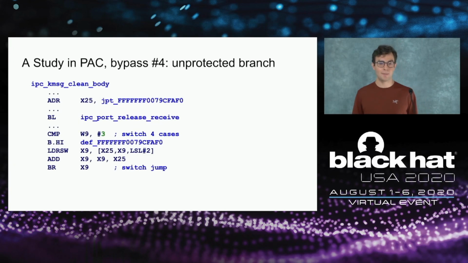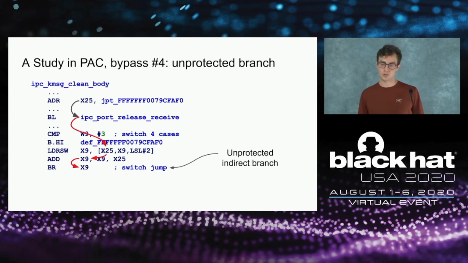So jumping all the way to bypass number 4. This was a very interesting PAC bypass from my perspective because it was an example of something which didn't show up if you looked at the C code. It only showed up when you started looking at the assembly. So here's this kernel function, IPC kmessage clean body, and it has a switch statement in it. And what you'll notice is that it's loading the jump table for this switch statement in register X25. And then if you trace the flow of this register, eventually it loads the jump target into register X9 and then executes this unprotected branch instruction through register X9.